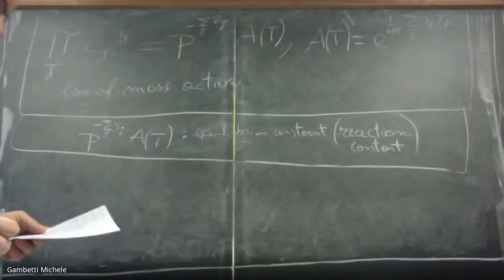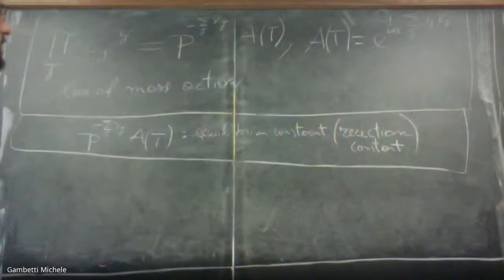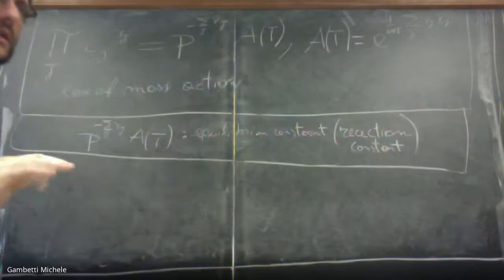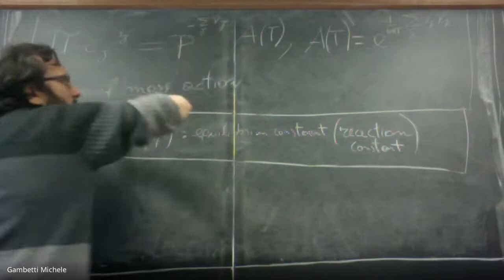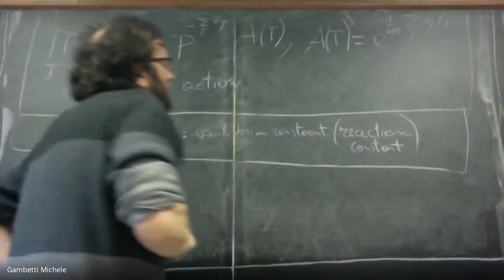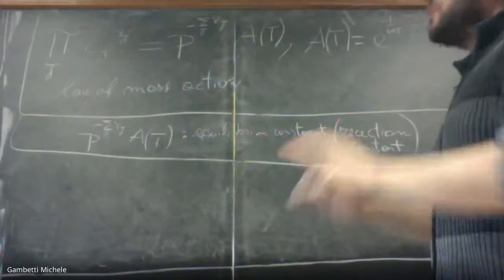So basically what this equation is telling us is that, here on the left hand side, once I fix the reaction that can happen in my system, I have fixed the stoichiometric coefficients. Suppose that I work with a fixed pressure, and also the temperature is fixed. So basically, what I have on the left and on the right hand side is just a function of the total pressure and the temperature.